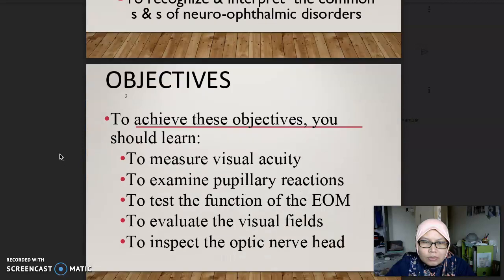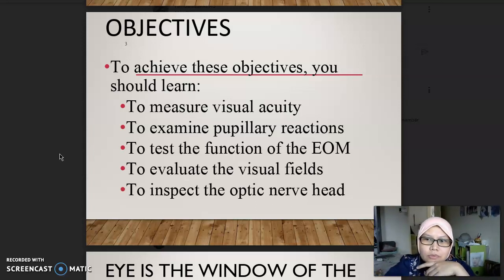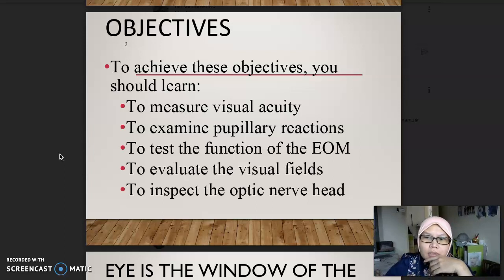Okay, so there are a few objectives. You must be able to measure the visual acuity. You must be able to examine the pupillary reactions, like from the previous lecture. And in this lecture, you're going to learn how to examine the extraocular movement, visual fields, and also how to examine the optic nerve head.